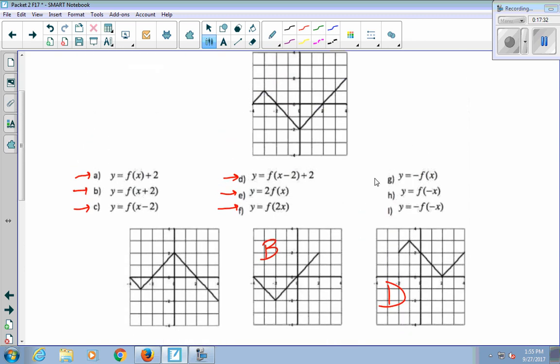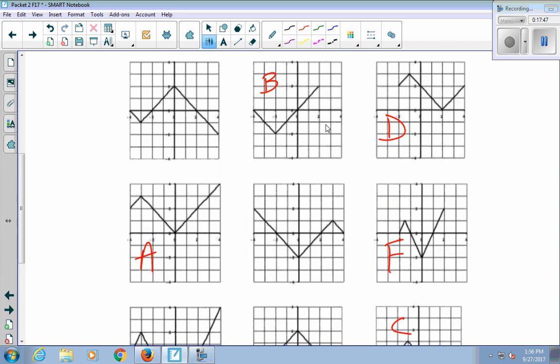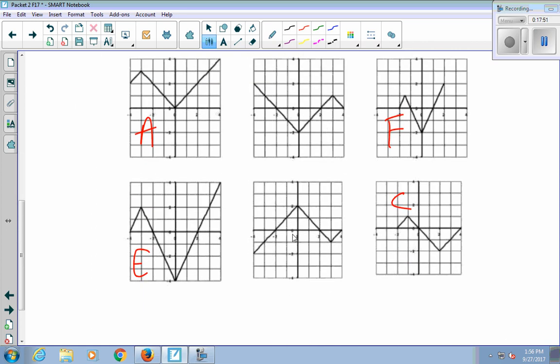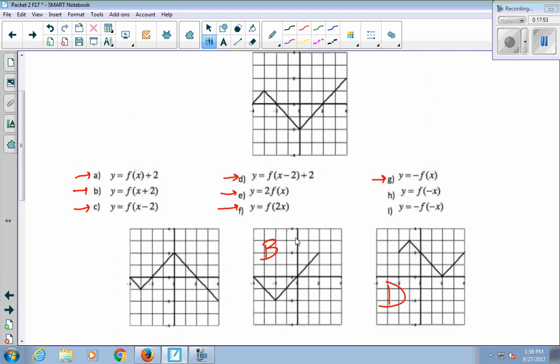All right, y is -f of x. That's a reflection over the x-axis. You're taking all the y's and making them their opposites. So this point is going to be up here. This point is going to move right here. So you just flip it over the x-axis. And that is this one? No. This one. G.